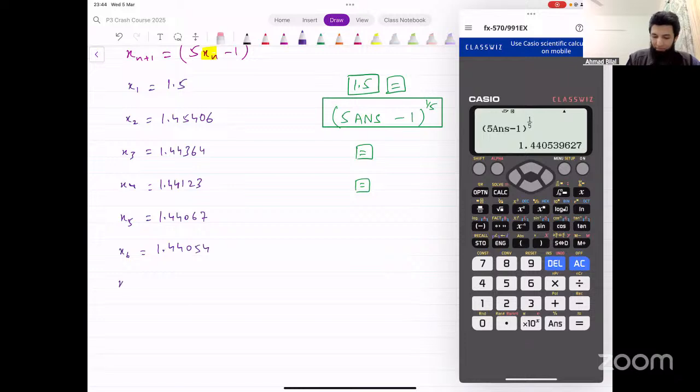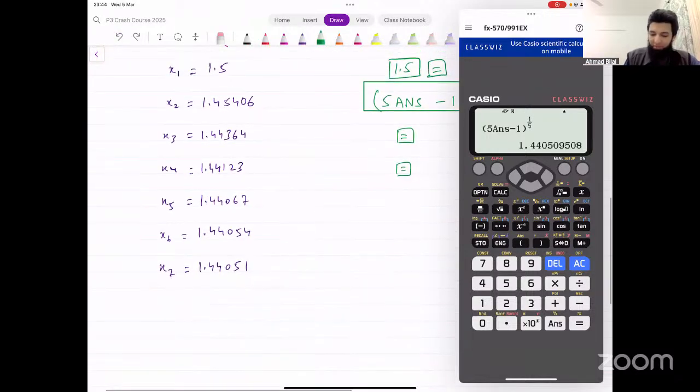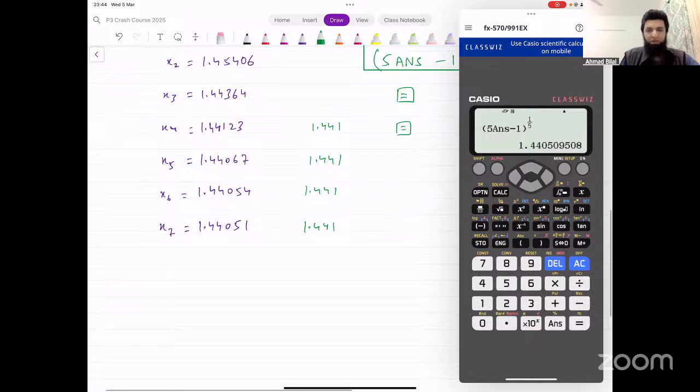1.44054. Press the equal to button again. The next value that I'm getting is 1.44051, and so on. You see, the values are not changing by that much anymore. Right? 44054, 44051. You want your final answer correct to 3 decimal places. To 3 decimal places, it was 1.441 here. It was 1.441 here. It's 1.441 here. It's 1.441 here. So for a number of consecutive iterations, it is stable to 3 decimal places. You can stop at this point and you can say that the final answer is supposed to be 1.441.